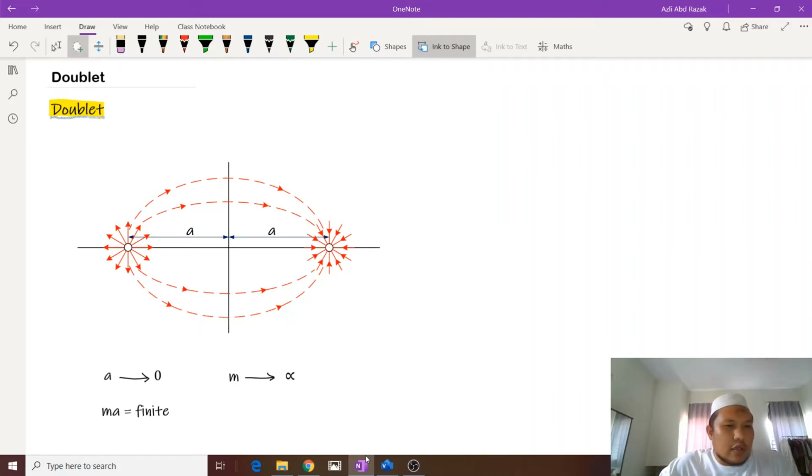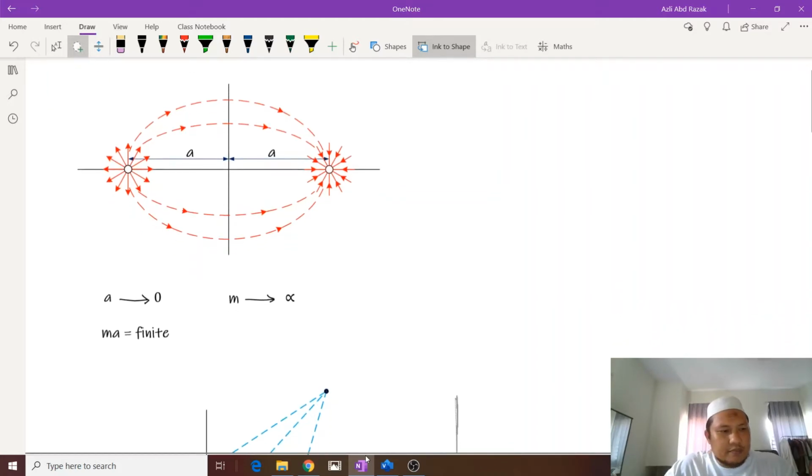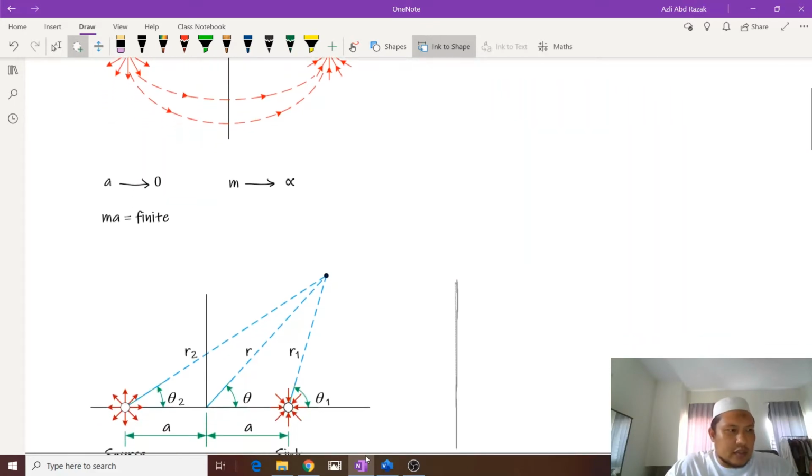As I've shown here, the figure shows the streamlines for this flow, which flows from the source to the sink, right? In this case, for a small distance a, with a approaching zero, we have m approaching infinity. Look into this figure for more clarity.